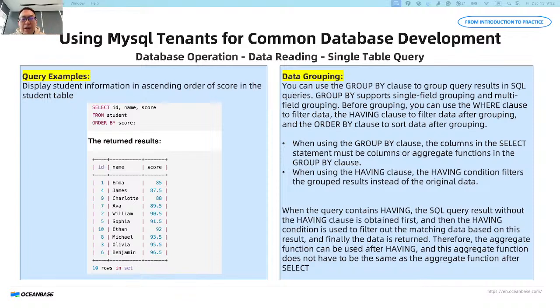When the query contains having, the SQL query result without the having clause is obtained first, and then the having condition is used to filter out the matching data based on the result. And finally, the data is returned. Therefore, an aggregate function can be used after having, and this aggregate function does not have to be the same as the aggregate function after select.